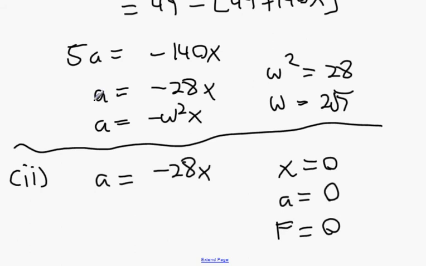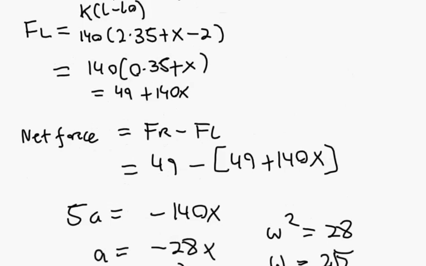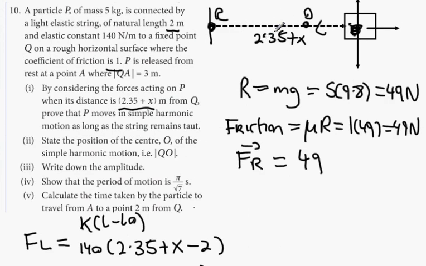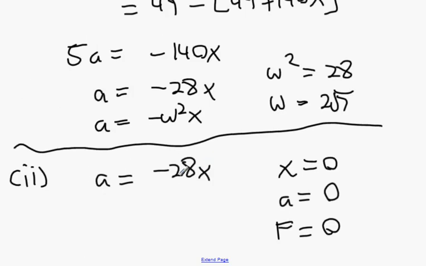Where there's no net force, this is where the equilibrium point is. So in the first question, where we got the extension, the total length was 2.35 plus x. But x is 0, therefore the equilibrium point must be 2.35 meters away. Because if it has no extension, it has no acceleration, therefore it has no force. Any questions?